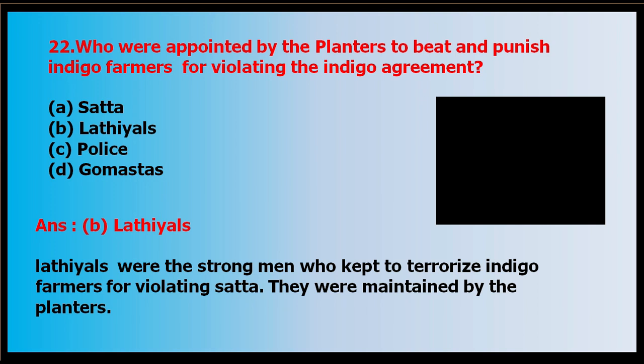Lathials were strongmen who were kept by the planters to terrorize the indigo farmers for violating Satta. Satta means agreement, and they were maintained by the planters. So planters appointed these Lathials to beat and to punish the indigo farmers for violating the indigo agreement, which was also known as Satta. The agreement was known as Satta. So what is question number 23?